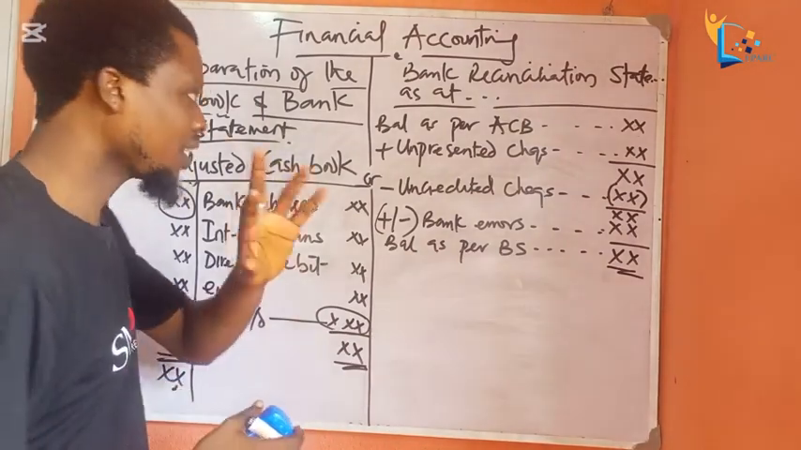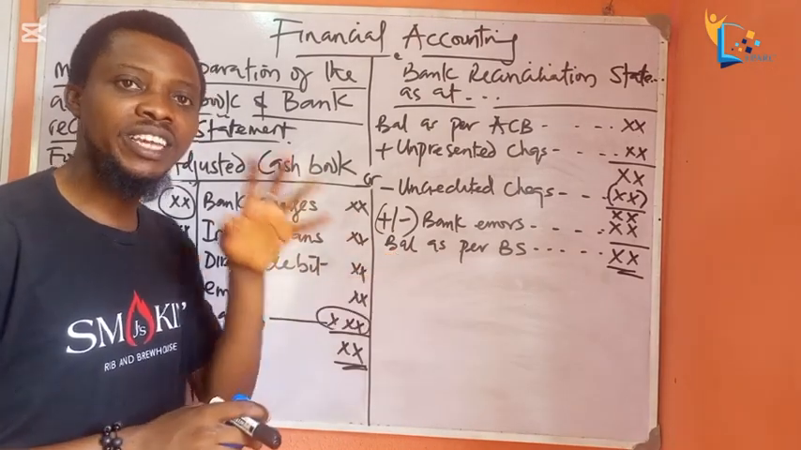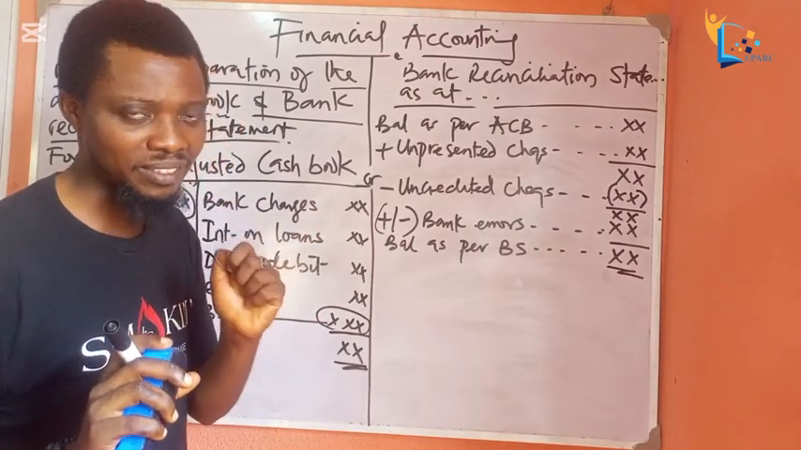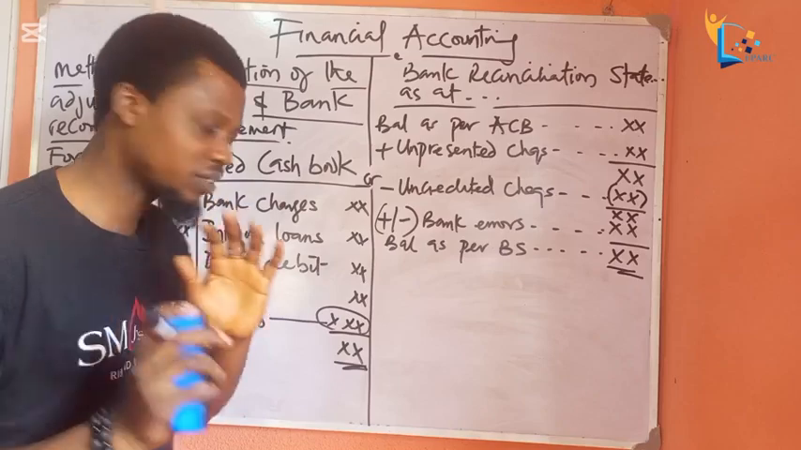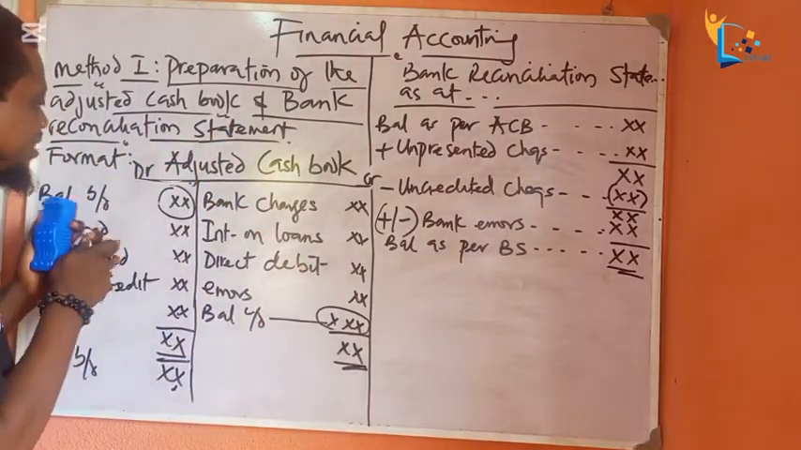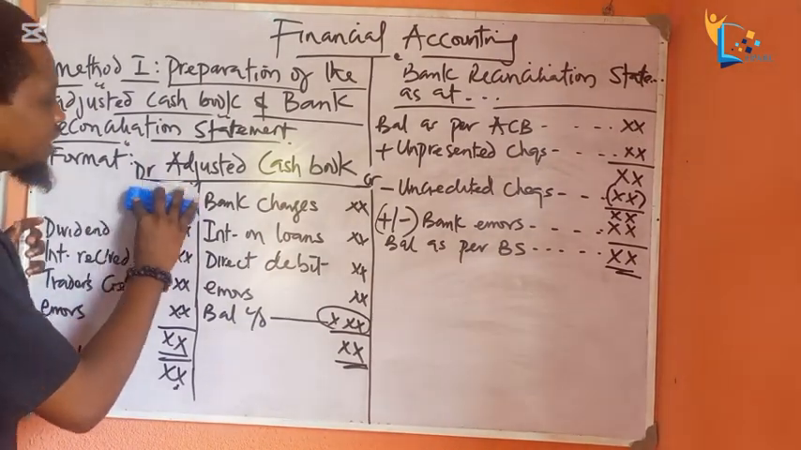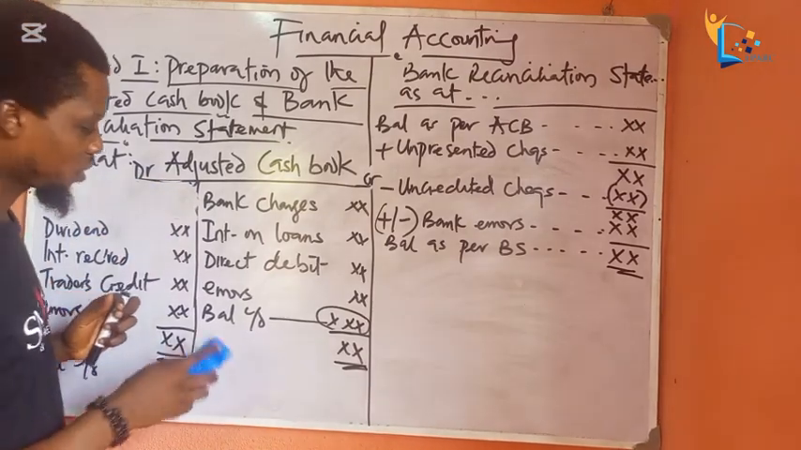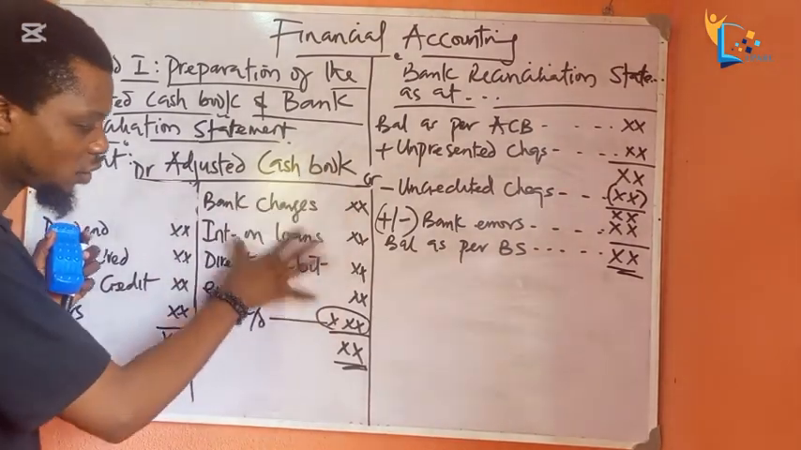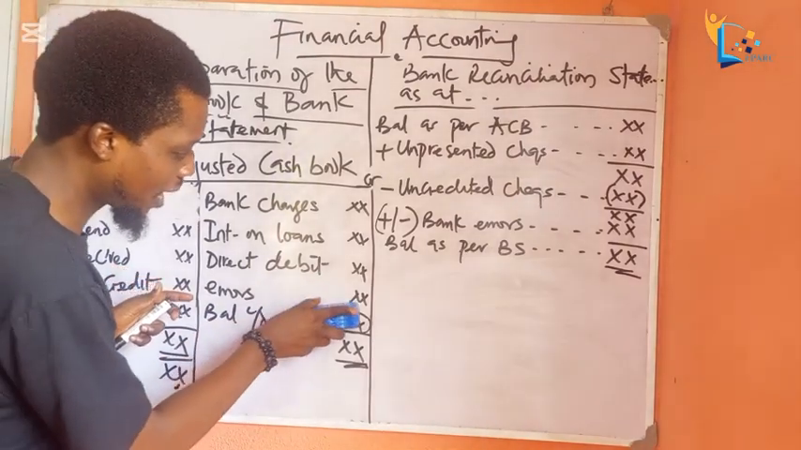Let me come again. We are treating a case now where the cash book balance is not given. The cash book balance, not the bank balance. The cash book balance is not given. Let's assume it's not there. So in a case like this, where the cash book balance is not given, you will leave this place blank and fill in the other entries. Then this balance carried down will also be blank.